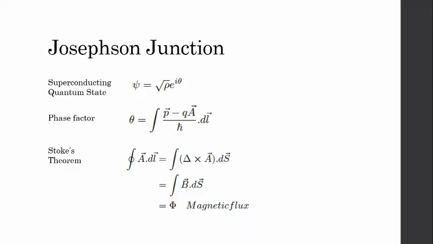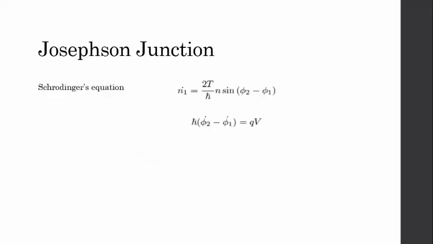By Stokes' theorem, we can relate the quantum phase factor to the magnetic flux. From the quantization of magnetic flux and after applying the Schrodinger equation, we arrive at these two formulas where T is the tunnel coupling, V is the bias voltage, and N1, N2, phi1, phi2 are the charge densities and the quantum phase of the superconductors 1 and 2 respectively.